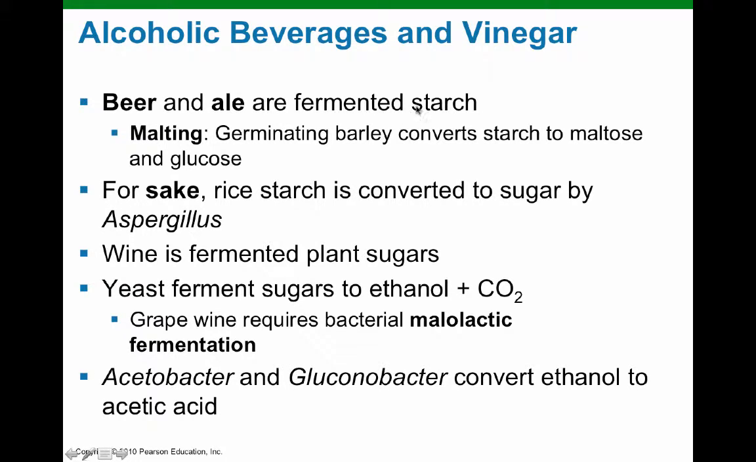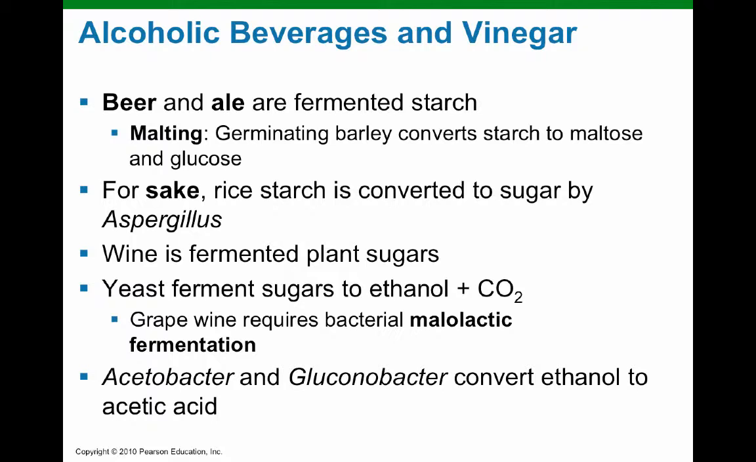So this is fermented starch, and in the malting process, the germinating barley converts starch to maltose and glucose. For sake, this is fermented rice. So this is rice wine. Rice starch is converted to sugar by a fungus, Aspergillus. The wine is fermented plant sugars, and in the process, for both wine and beer, yeast takes the sugars and converts it to ethanol and CO2.